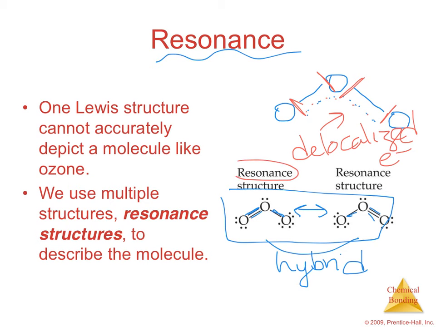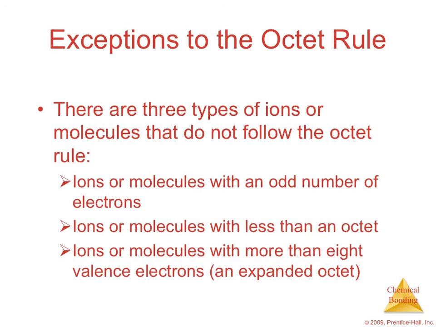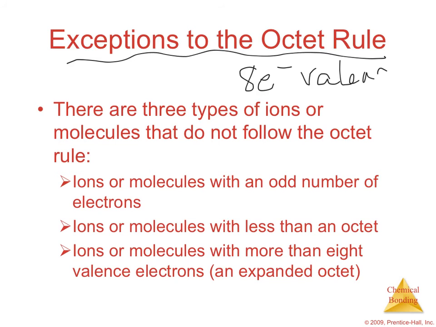And these are called resonance structures. And finally, we are almost done. There are some exceptions to the octet rule. I said earlier that almost all atoms want 8 valence electrons, which is considered a full outer shell, which makes them similar to a noble gas and stable. There are some atoms that are stable with either fewer than 8 or more than 8. So let's talk about some of those.